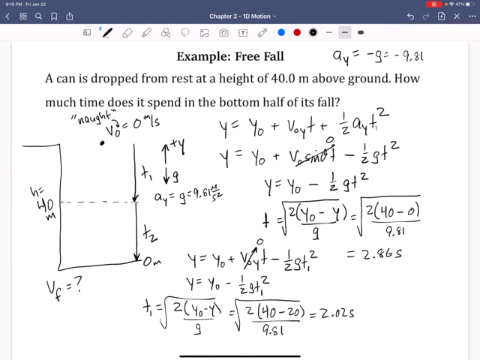And now we can just subtract 2.02 from 2.86. And T2 should be the difference of 0.84, if I do my math all right, seconds. Right? And that's our answer.